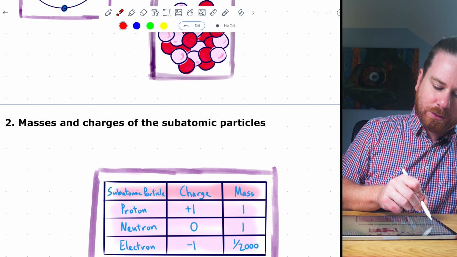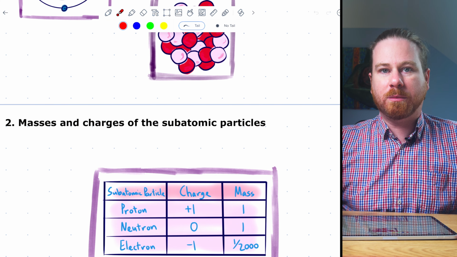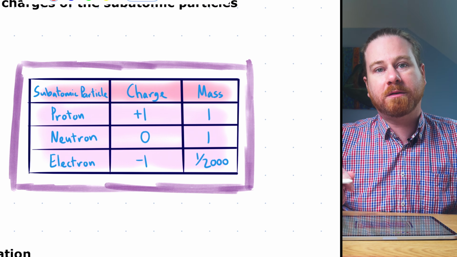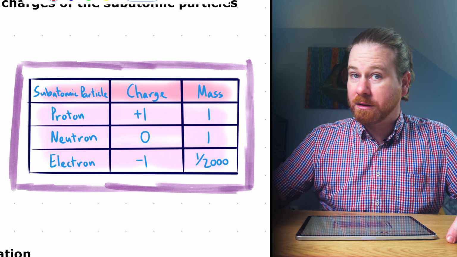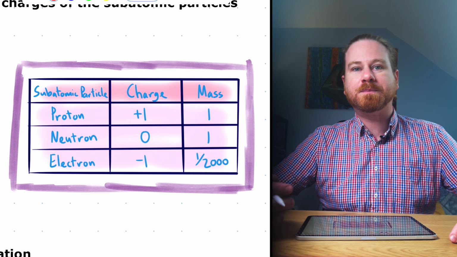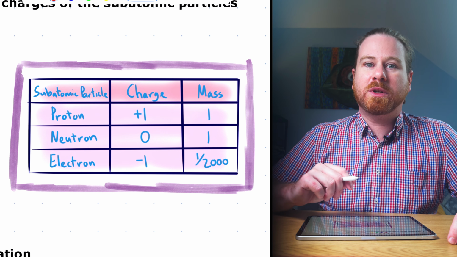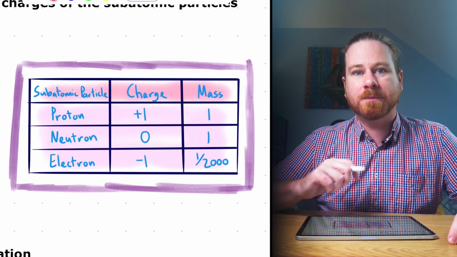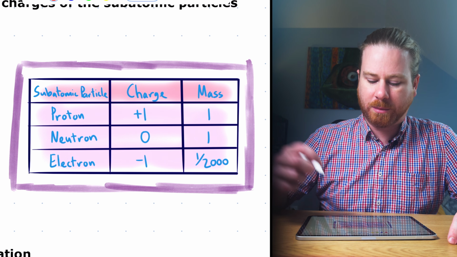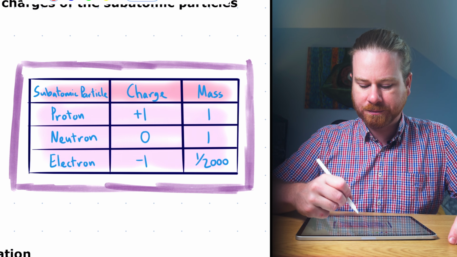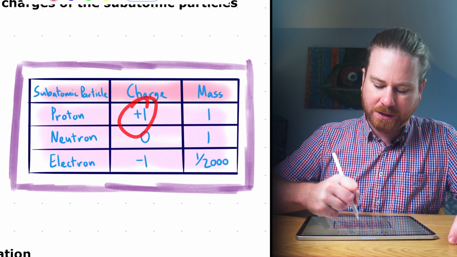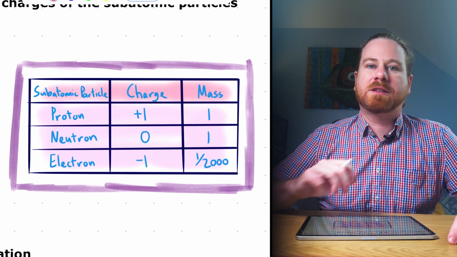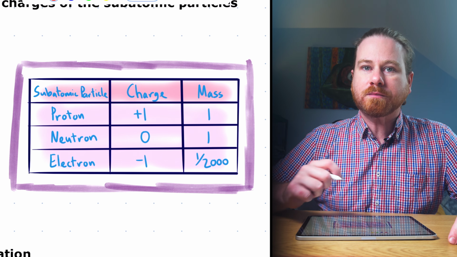Okay, so now on to the masses and charges of the subatomic particles. This table you will be very familiar with if you've done chemistry before, which I'm sure most of you have. Anything with a charge has an electric field, and electric fields interact with each other. Like charges repel, as we saw with the nucleus, and opposite charges attract, as we will see later in action in the mass spectrum.